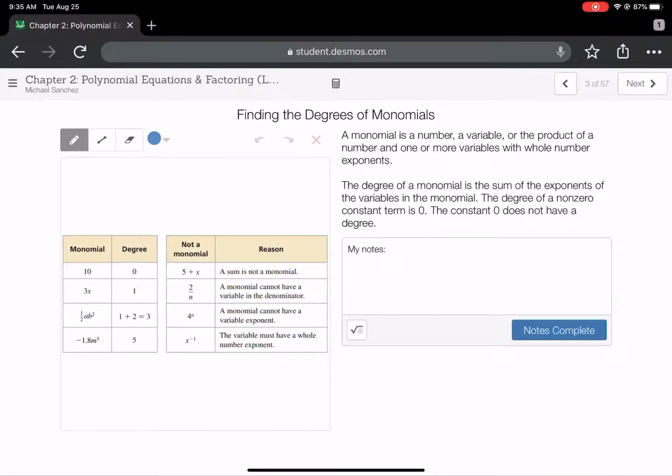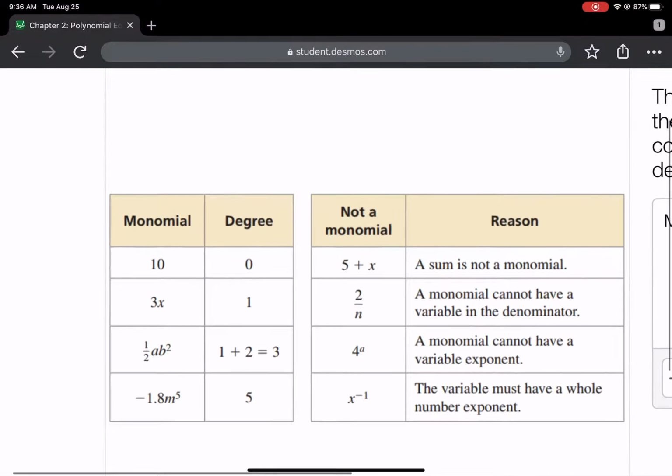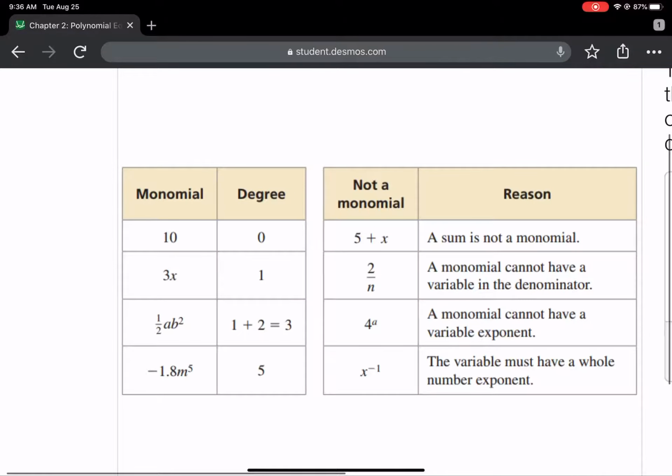All right, so first thing we're going to talk about is a monomial. A monomial is a number, a variable, or the product of a number and one or more variables with whole number exponents. Basically, it could be a single number, a variable like x is a monomial, or it could be the product, when we multiply a number and a variable or more than one variable.